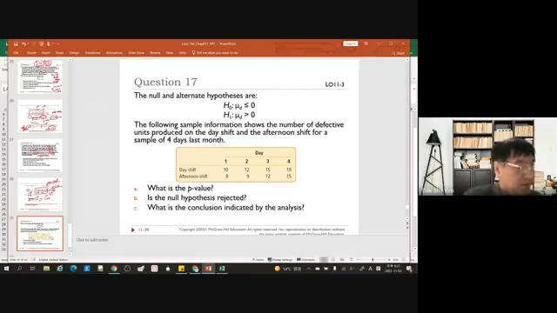One more question, 17. Null and alternate hypotheses are... The following is day 1, 2, 3, 4, day shift, afternoon shift. The following sample information shows the number of defective units produced on the day shift and afternoon shift. A sample of 4 examples. Day 1, same, day shift, afternoon shift. Day 2, day 3, day 4.